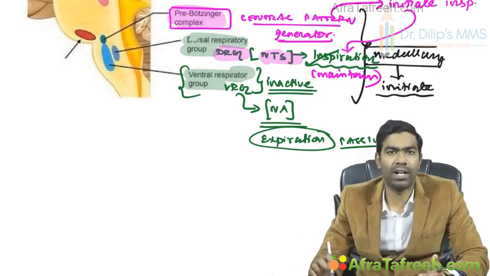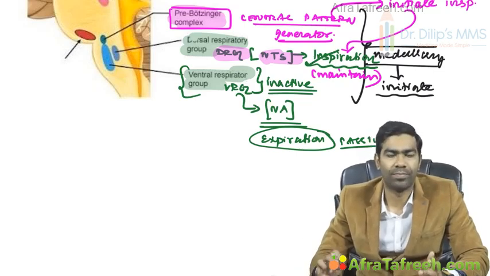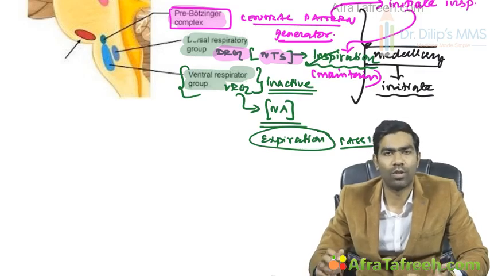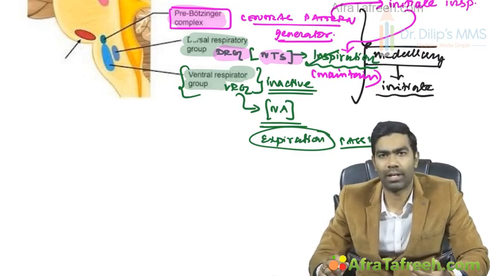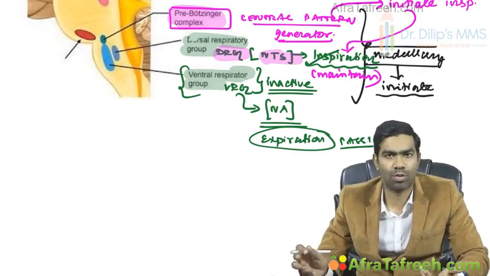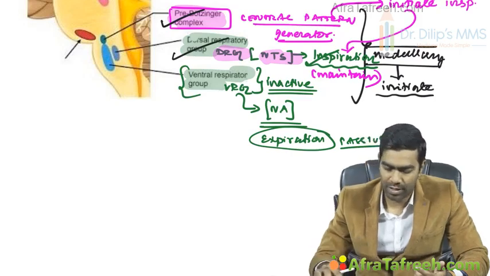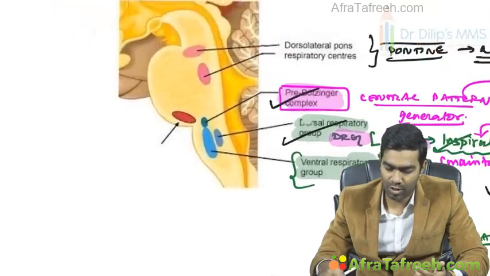But it will become active only during forced expiration, when you are doing forced breathing, like when you are doing an exercise or when you want to breathe yourself out. During that time, this ventral respiratory group will become active. Otherwise, this will be inactive most of the time. The only things that will be active are the pre-Bötzinger complex and the dorsal respiratory group. This is in a nutshell.